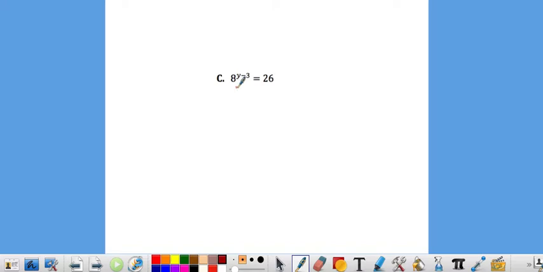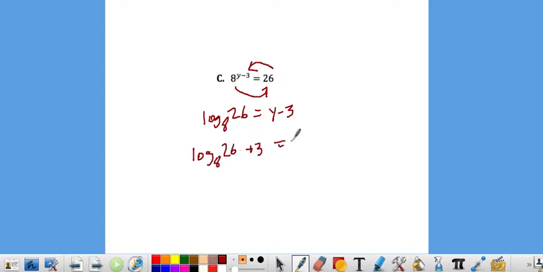Okay, let's do it. Our base is always our base. So we do log base 8 of 26 equals y minus 3. So you get log base 8 of 26, that whole quantity, plus 3 is equal to y. And then you just put all that in the calculator. So log base 8 of 26, and then we'll add 3, and we get 4.57 for y. Done.